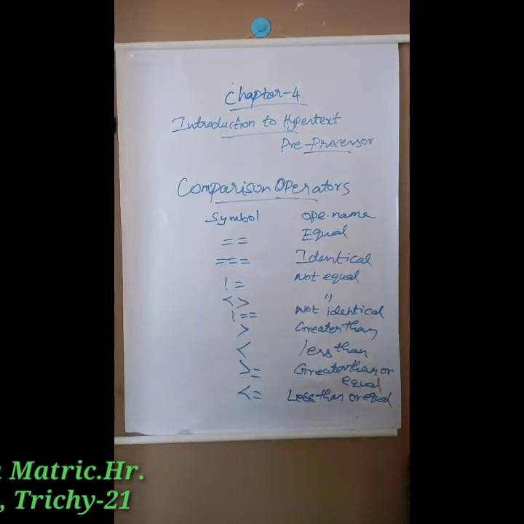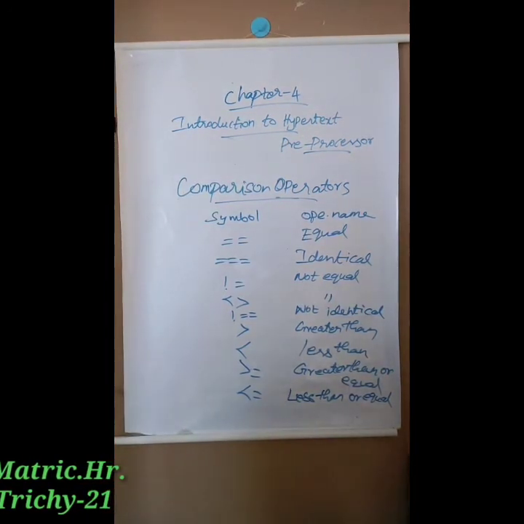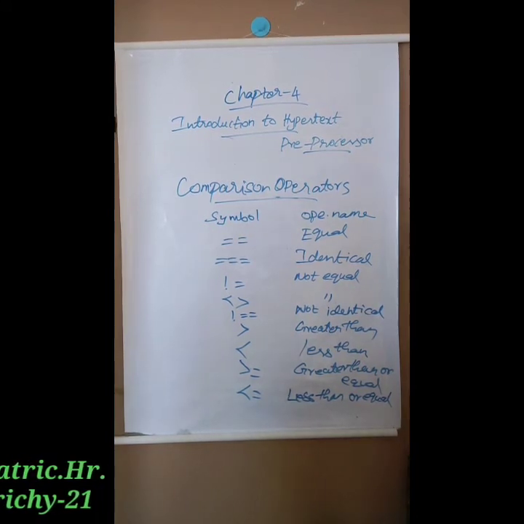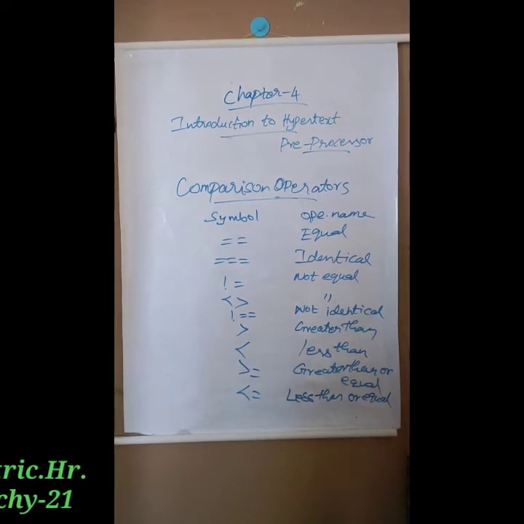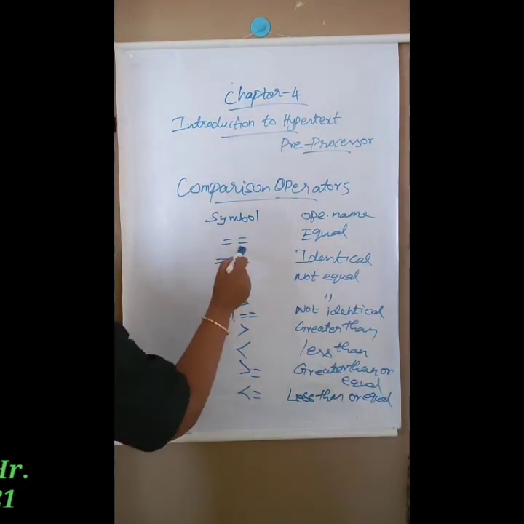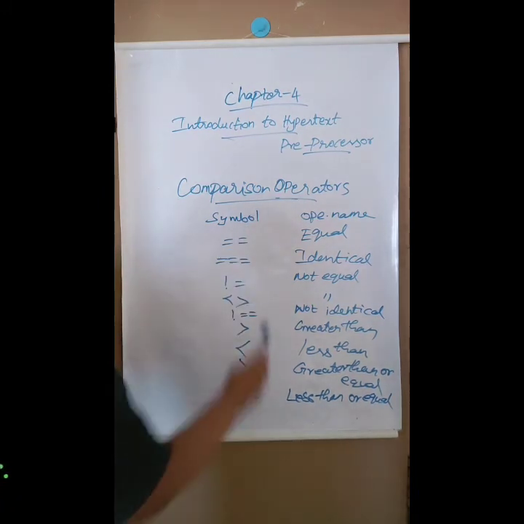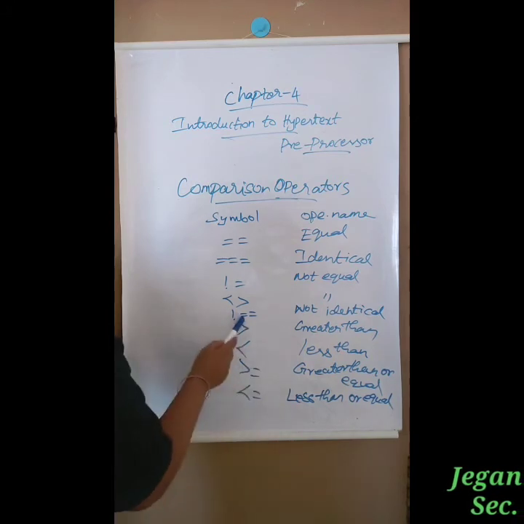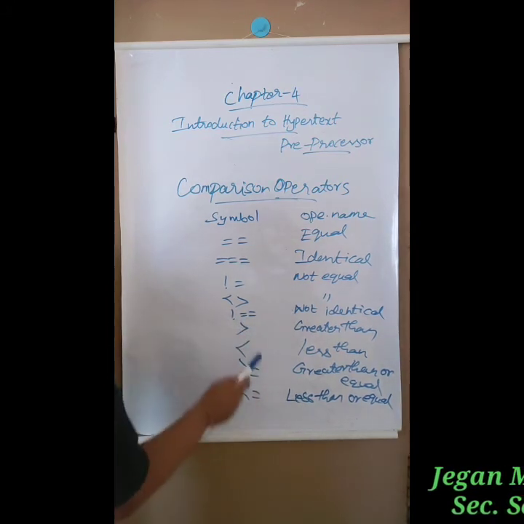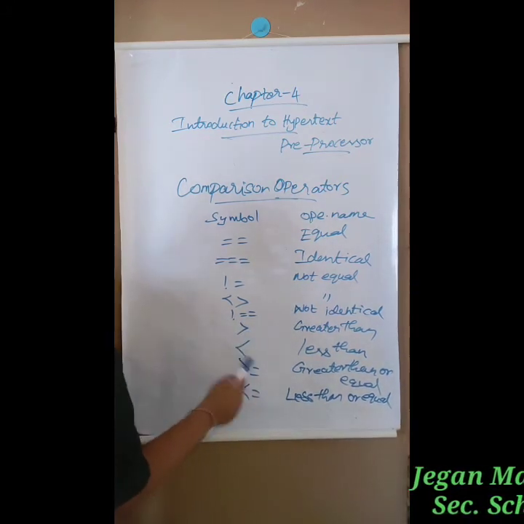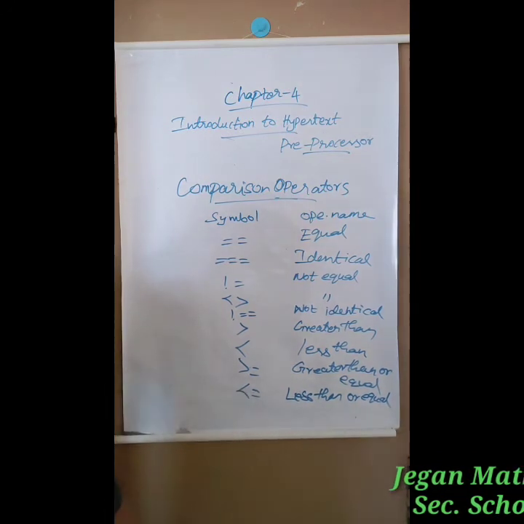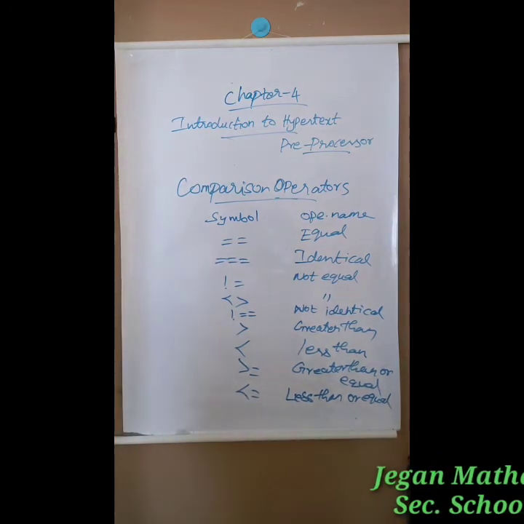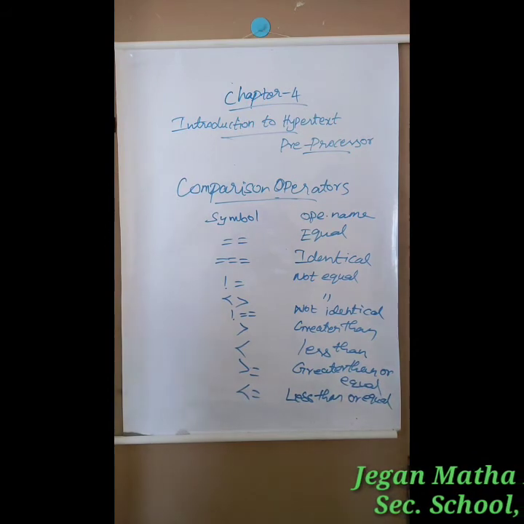The next one is the comparison operator. It performs an action to compare two values. These values may be of integer or string data type, that is, either number or string. Now the symbols: equal to, identical, not equal, not identical, greater than, less than, greater than or equal to, less than or equal to. These operators are used to compare two values.